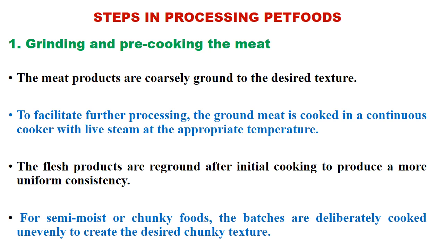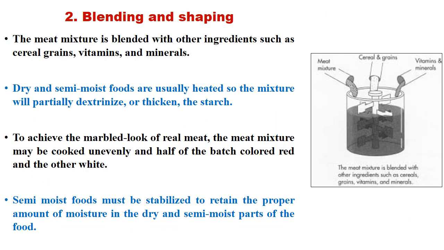Now for semi-moist or chunky foods, the batches are deliberately cooked unevenly to create the desired chunky texture. So the semi-moist means it will go for canning, but in case of extrusion, these cooked meat things will be mixed with other ingredients and it undergoes extrusion cooking. Now the next step is blending and shaping, that is mixing all the ingredients and then giving a shape.